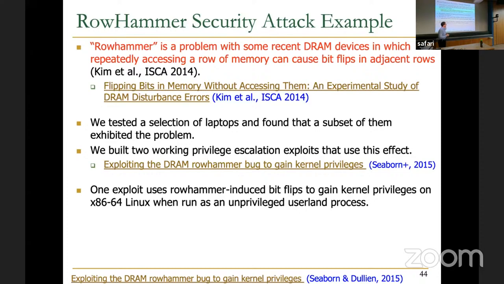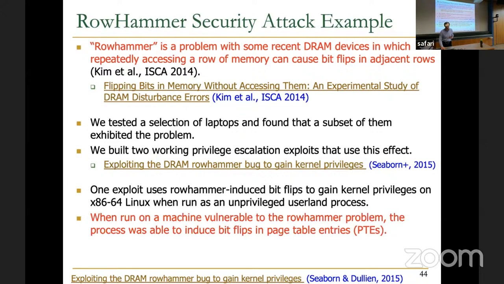It basically induces these bit flips to gain kernel privileges on x86-64 Linux as a user-level process. Basically, as a user-level process, you can become root on Linux, which clearly should not happen, right? And the way it does it is it induces these bit flips in appropriate places in the page table entries of the process. So it basically figures out where to hammer. It hammers the page table entry of the process in such a way that you can gain write access to your own page table as a user-level process.